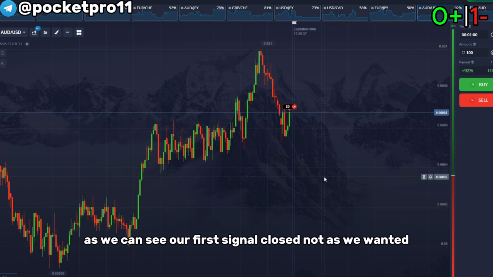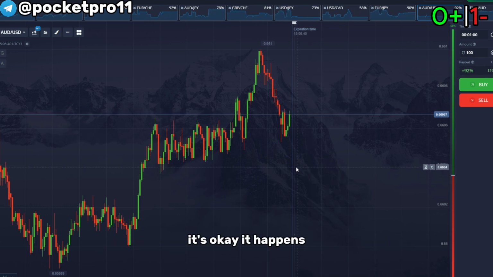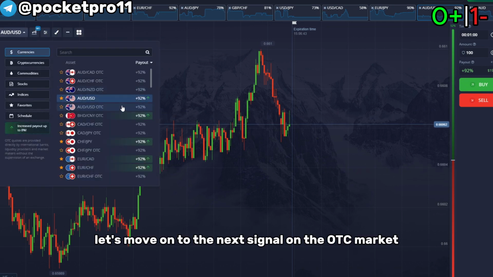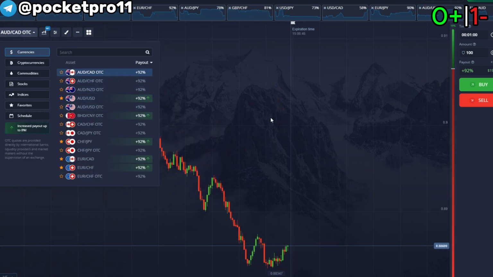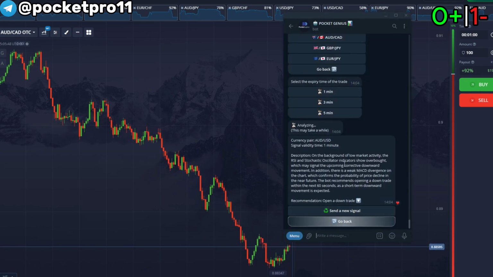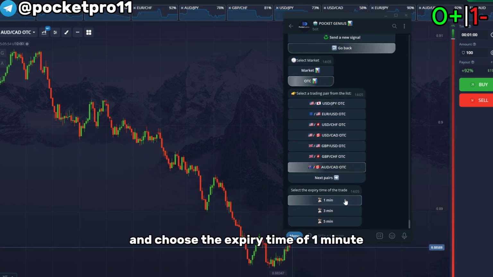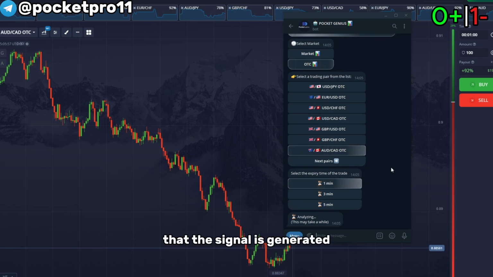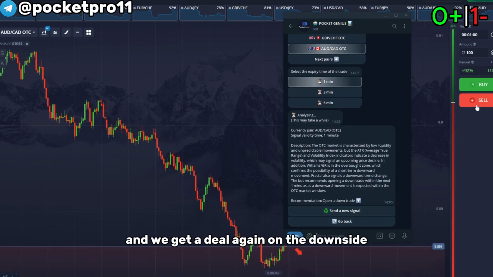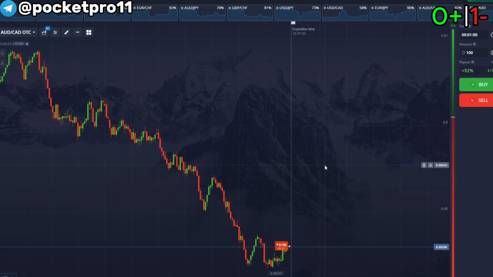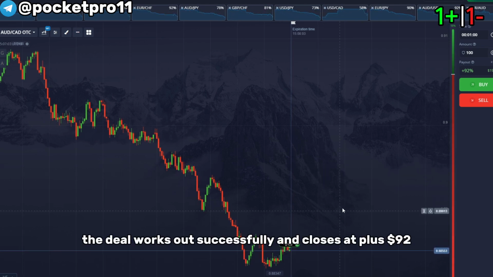As we can see, our first signal closed, not as we wanted. It's okay, it happens. Let's move on to the next signal on the OTC market. Choose the trading pair Australian dollar to Canadian dollar, choose the expiry time of 1 minute, and the signal is generated. We get a deal again on the downside. And let's look at the deal. The deal works out successfully and closes at plus $92.